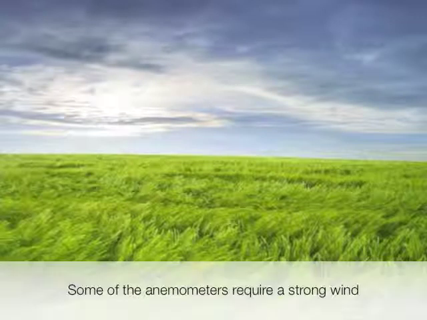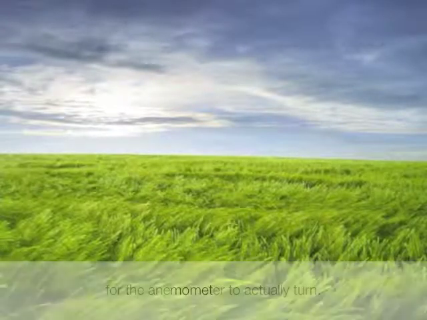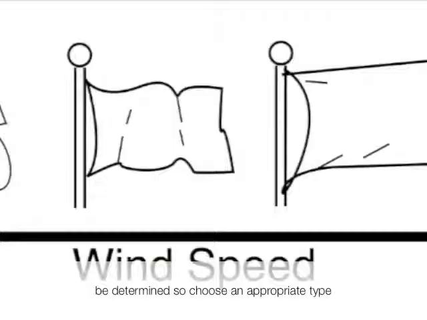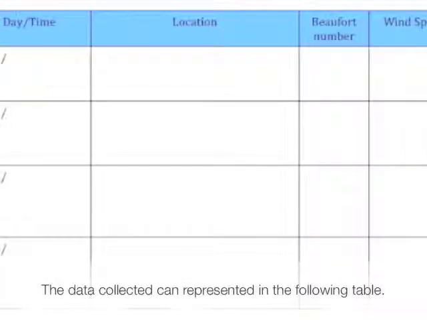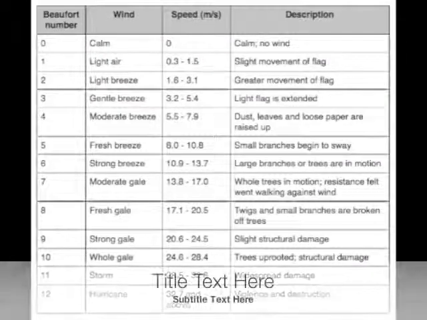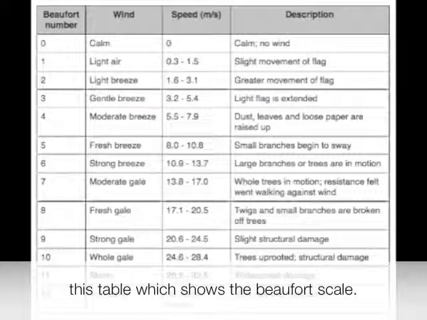Some of the anemometers require a strong wind for the anemometer to actually turn. If not, it will not move at all and the wind speed will be unable to be determined. So, choose an appropriate type to use based on your location. The data collected can be represented in the following table. The data can be interpreted using this table, which shows the Beaufort scale.